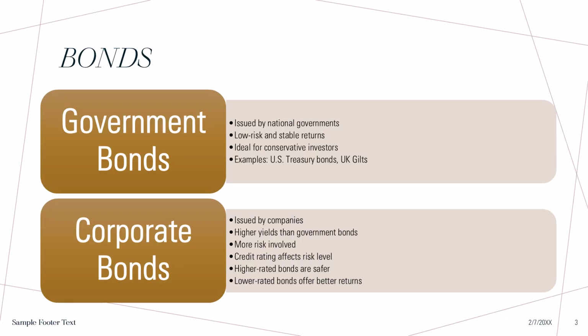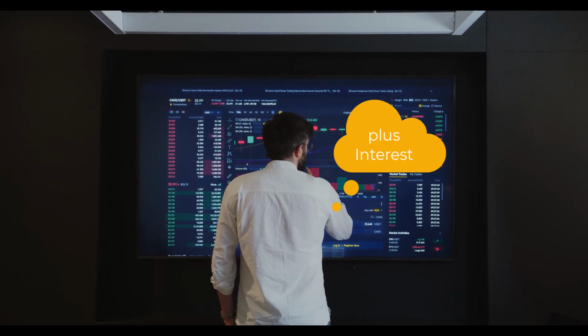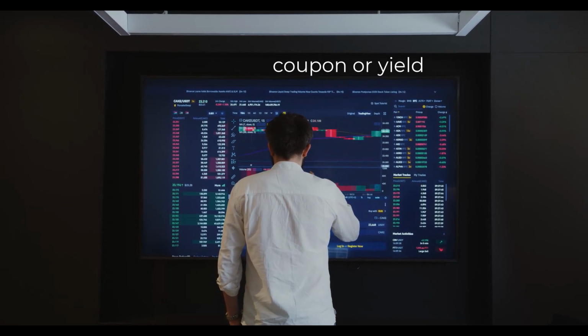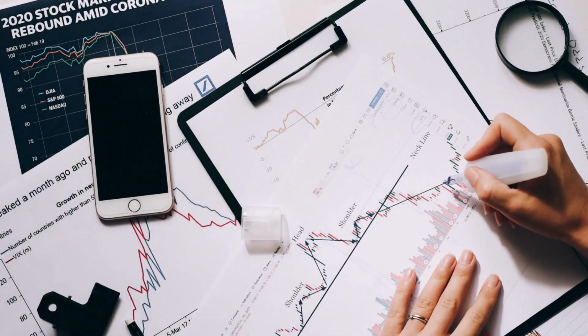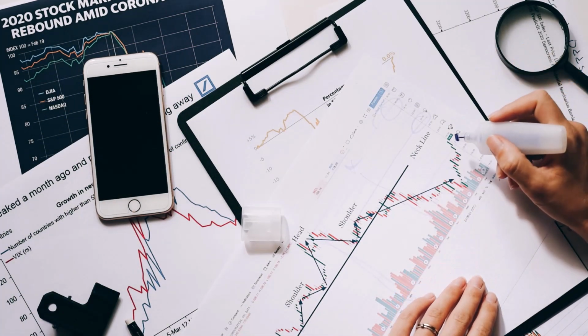Bonds. When you buy a bond, you're essentially lending money to someone, usually a government or a company: government bonds and corporate bonds, as they're known. They then promise to pay you back the amount that you lent to them, plus interest. The interest is often called a coupon rate, or yield. Bonds are generally seen to have lower risk and lower reward than equities, but they're not risk-free.